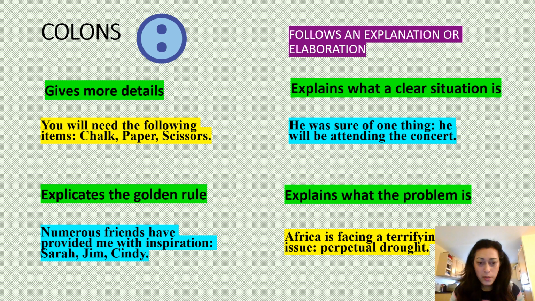Third, it explicates the golden rule. "Numerous friends have provided me with inspiration." Now who are those friends? You are using a comma to separate and starting with a colon: Sarah, Jim, Cindy. It also explains what the problem is. "Africa is facing a terrifying issue." What's the issue? Perpetual drought, starting with a colon.